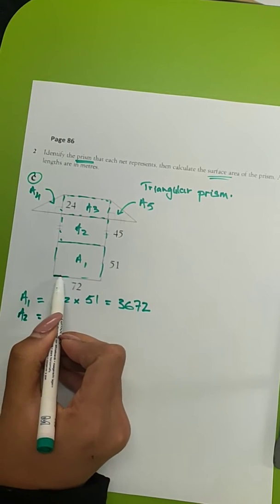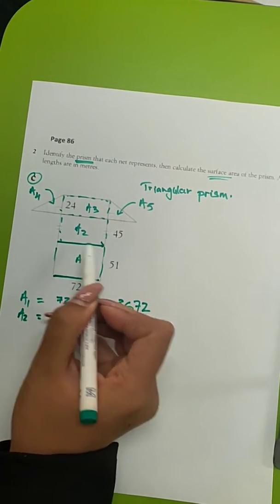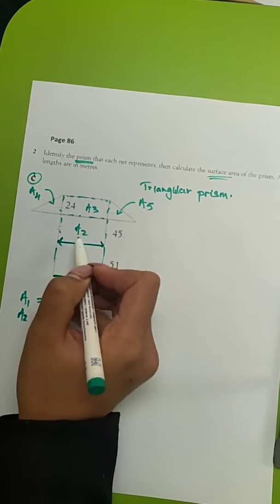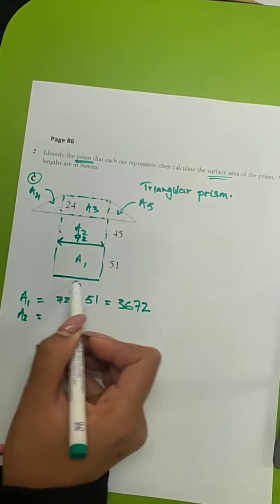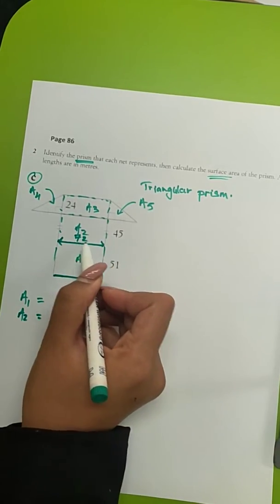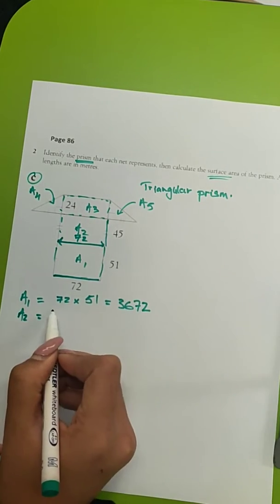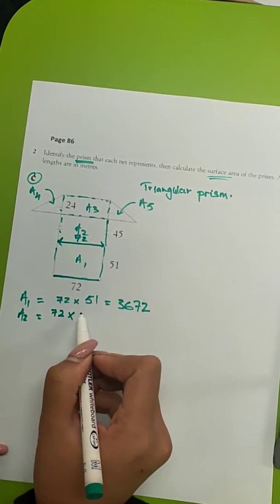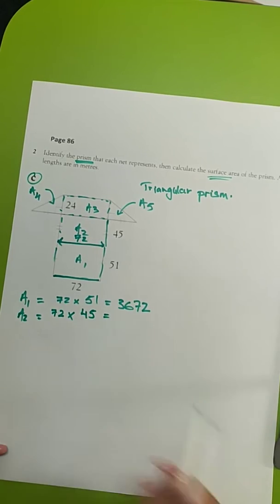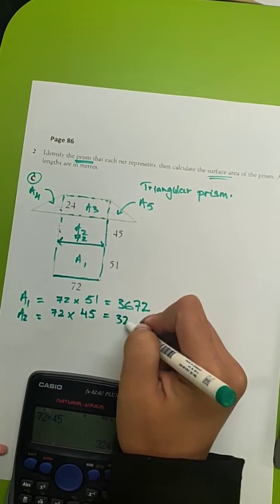Okay, now I want to know the area for my next rectangle. So if this base is 72, that base here would also be 72. Okay, it's the same line, same rectangle. Okay, so if that base is 72 and my height is 45, so all I have to do is 72 times 45, base times height. Okay, 72 times 45, that's 3,240.